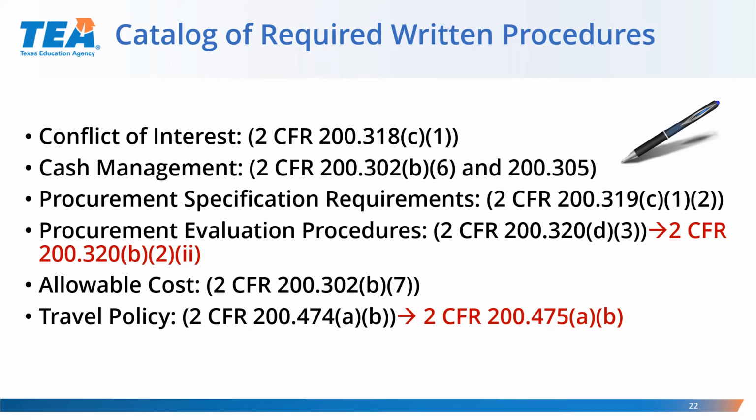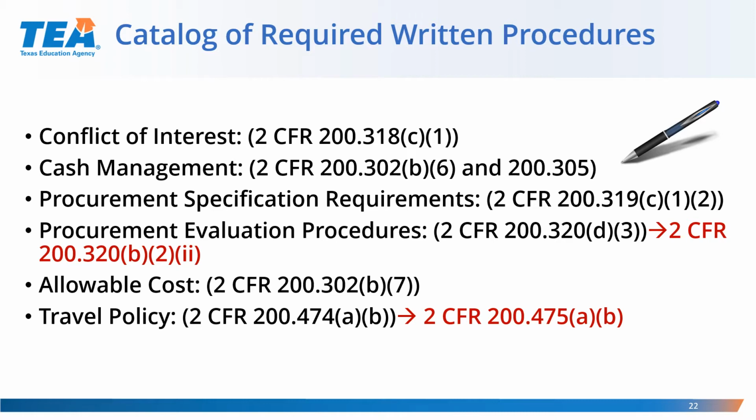Here's the catalog of required written procedures. Basically, an organization must have written procedures regarding conflict of interest, cash management, procurement specification requirements, procurement evaluation procedures, allowable cost, and travel policies. Please note in red the updated requirement references. Do you notice anything missing?